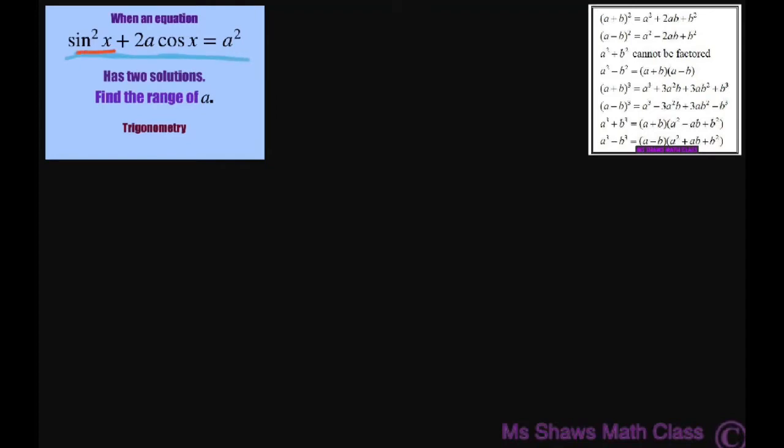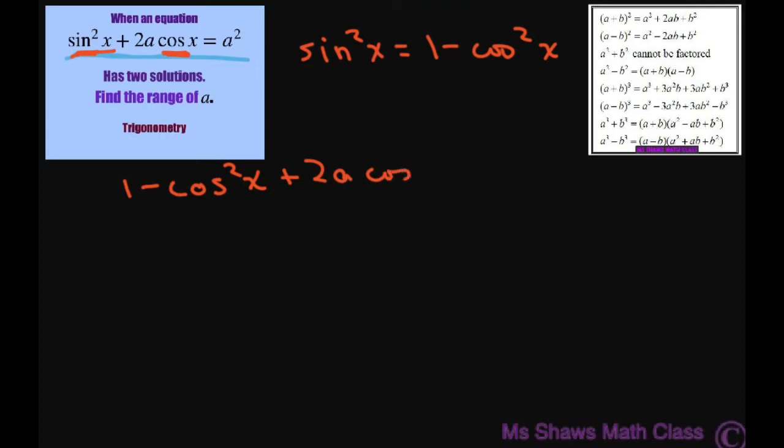Since cosine is linear in its term, let's change sine squared of x to 1 minus cosine squared of x, because we need these terms to be the same. So we're going to have 1 minus cosine squared of x plus 2a cosine of x, and I'm going to go ahead and subtract the a squared. Minus a squared equals 0.